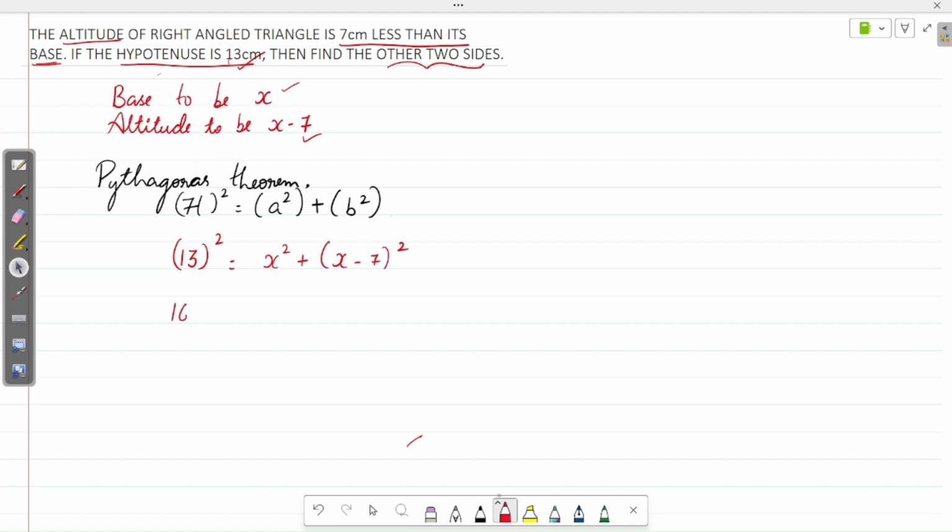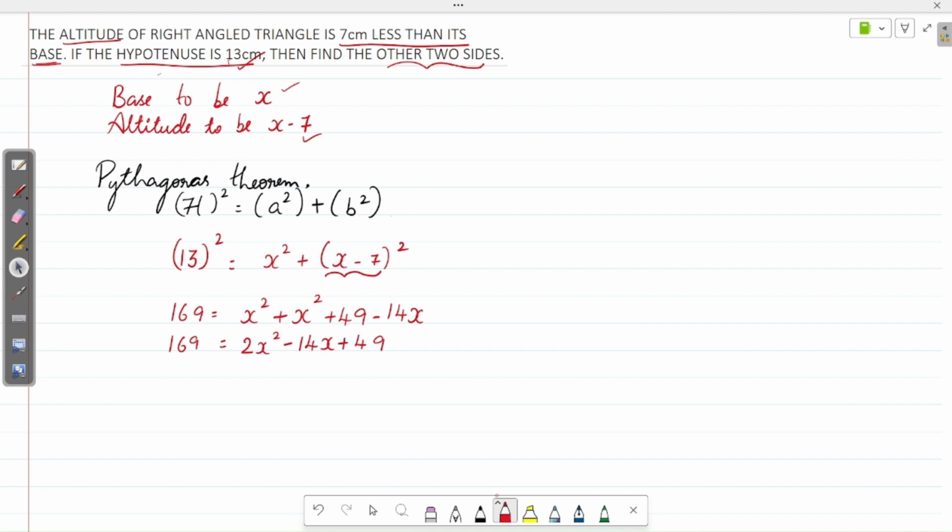So this is 169, and here x squared plus, this is looking like an algebraic identity, (a minus b) whole squared, which goes like this: x squared plus 7 times 7, 49, minus 2 times 7 times x, which is 14x. So with simple calculations, I get 169 equals 2x squared minus 14x plus 49.